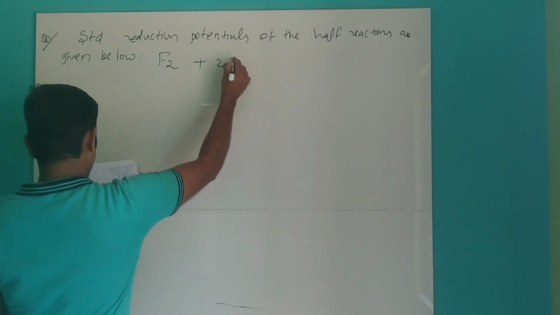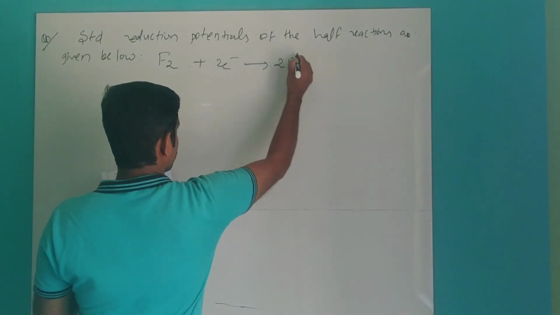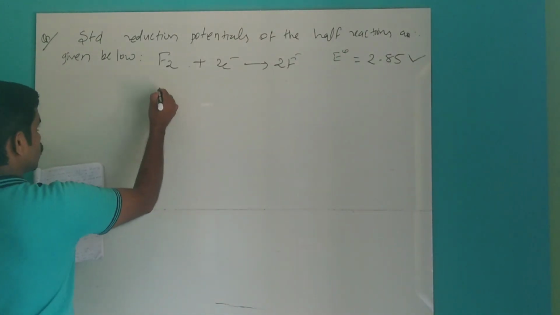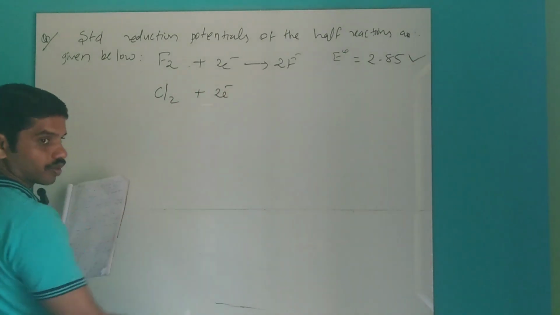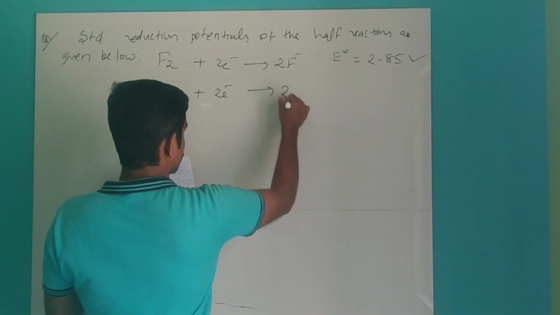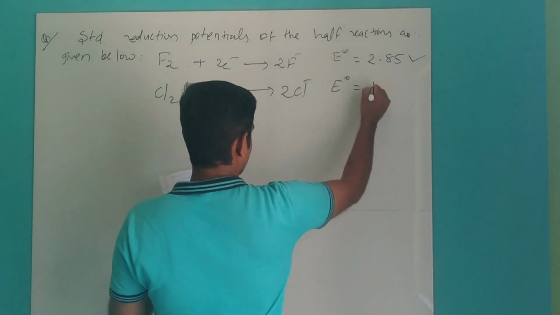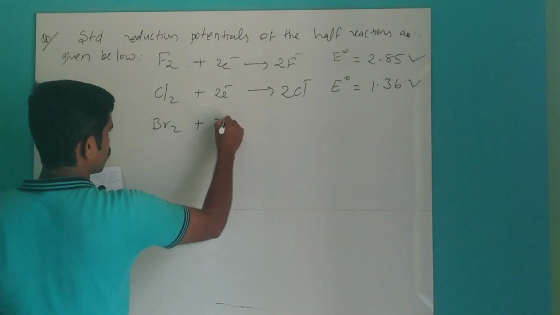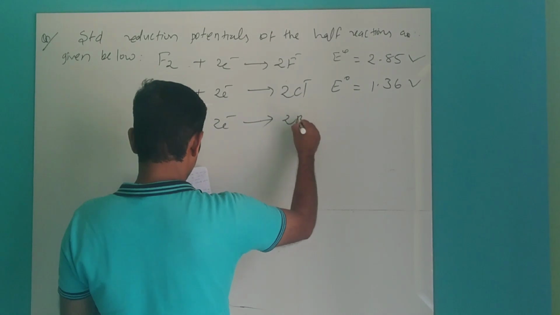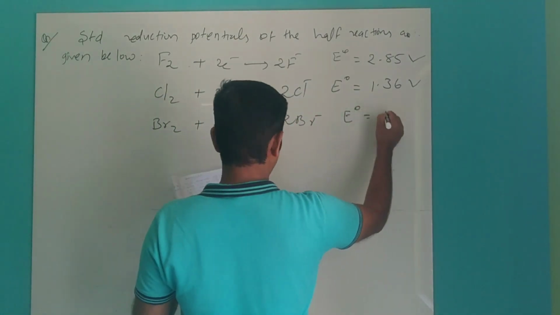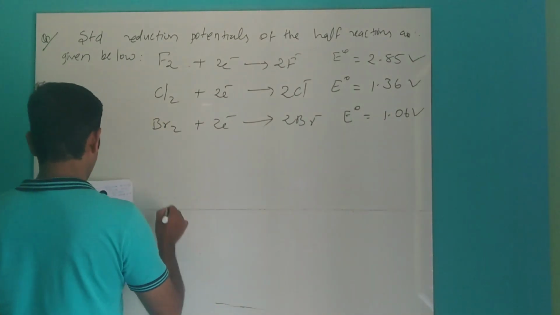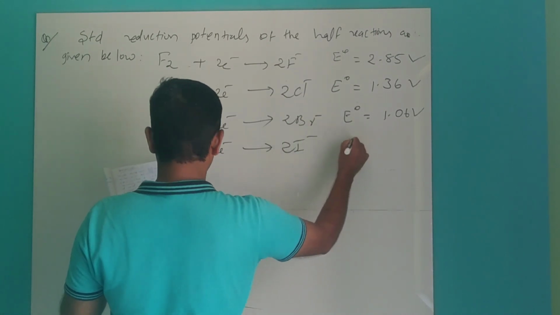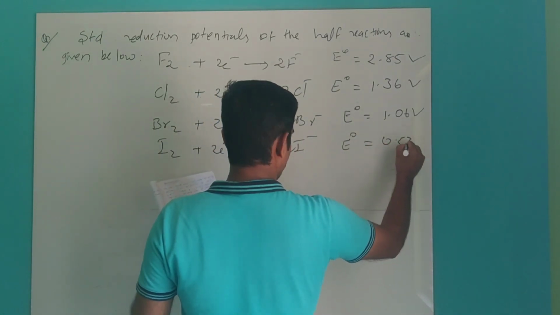F2 plus 2 electrons gives 2F minus and E0 value is equal to 2.85 volt. Second one, Cl2 plus 2 electrons gives 2Cl minus and E0 value is equal to 1.36 volt. Br2 plus 2 electrons gives 2Br minus and its E0 value is equal to 1.06 volt. Then I2 plus 2 electrons gives 2I minus, E0 value is equal to 0.53 volt.